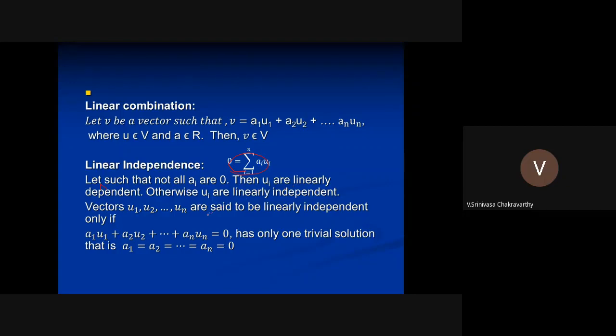So that means the vectors u1, u2, etc. are linearly independent only if the linear combination of them, when it is equal to 0, has only the trivial solution. That is, the only way you can produce 0 by taking a linear sum is by having all the coefficients equal to 0. Then you say that the vectors are linearly independent.